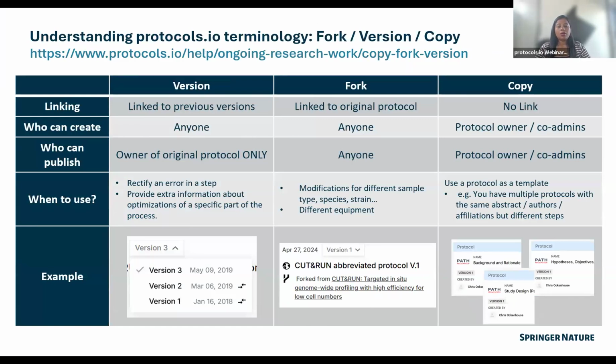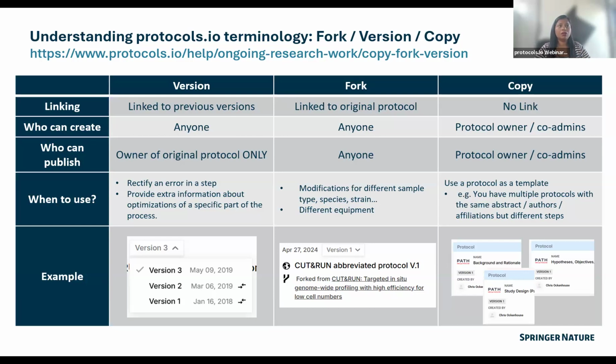Now I'll talk about, as I previously mentioned, certain terminologies that we use on protocols.io, like versions, fork, and copying. A version is linked to the previous version. You make a protocol and you can make a different version of that protocol. Who can create that version? Anyone. But only the owner of the original protocol can publish it.